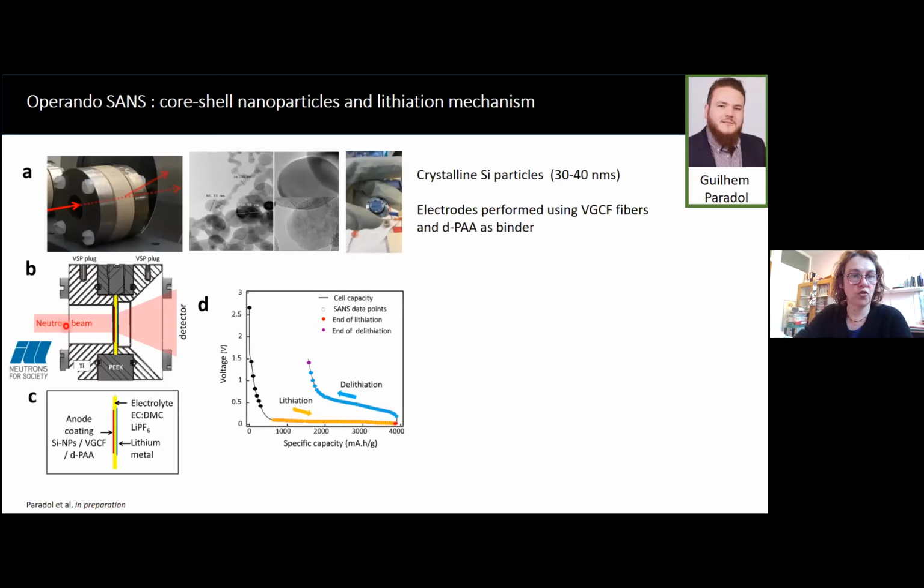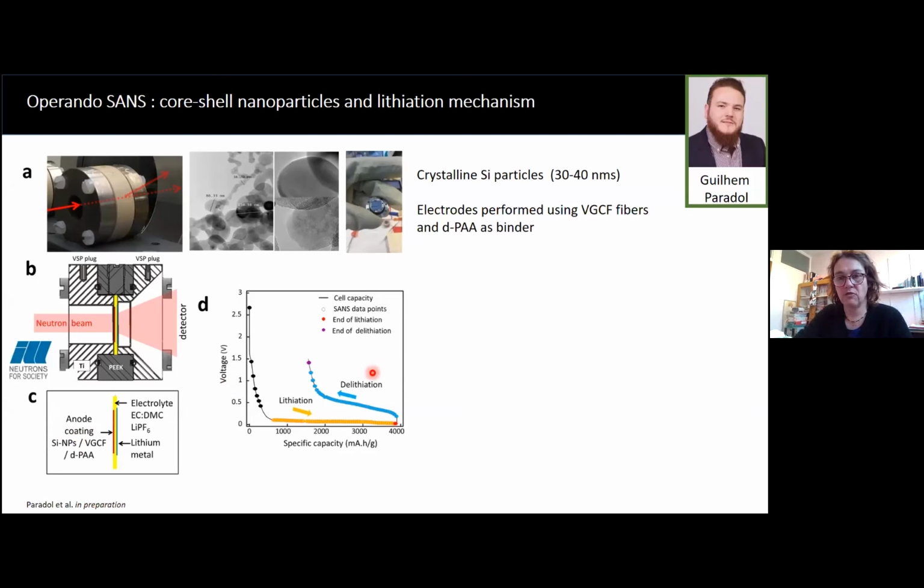So basically you shoot the neutron beam onto your cell that will cross the battery, and the beam will be scattered and you'll collect it on a detector. So the battery is simply an anode that is coated on the titanium plunger. They have the lithium metal as a counter electrode on the other side and the electrolyte in between. And note that we don't have any separator in the cell, not to produce any parasitic scattering for the measurement. And this results in an electrochemistry that is not perfect. Particularly, there is a huge irreversibility at the first cycle. Nevertheless, we can nicely cycle this battery in the beam and collect data, and that's what we did.